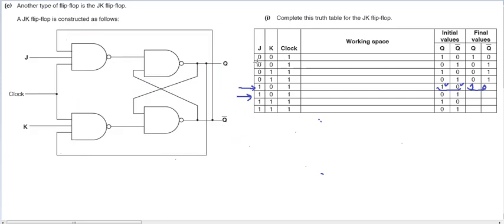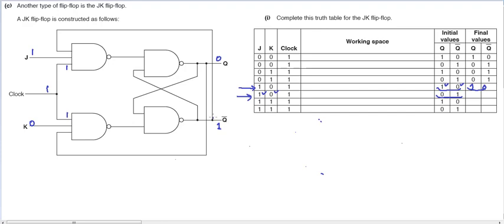So J is 1, K is 0, and the clock is 1, right? And what about the initial state? Q is 0 and Q bar is 1. Let's try and work this out.